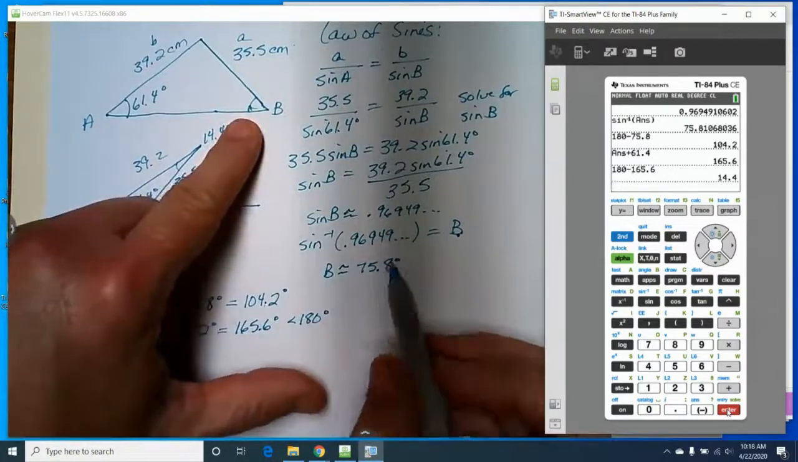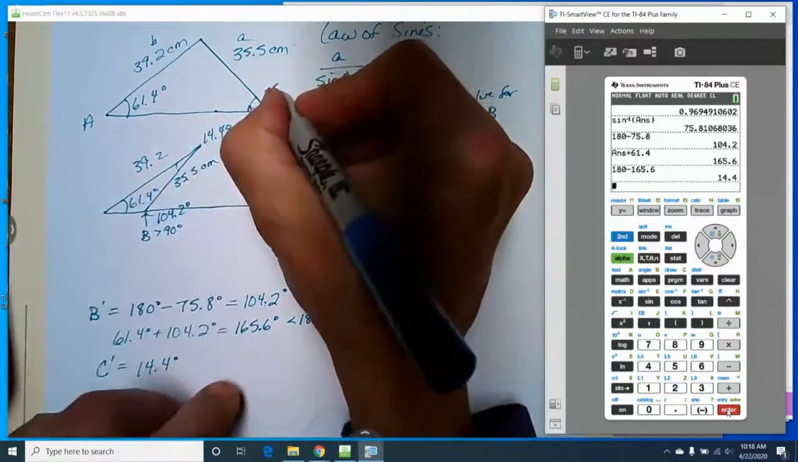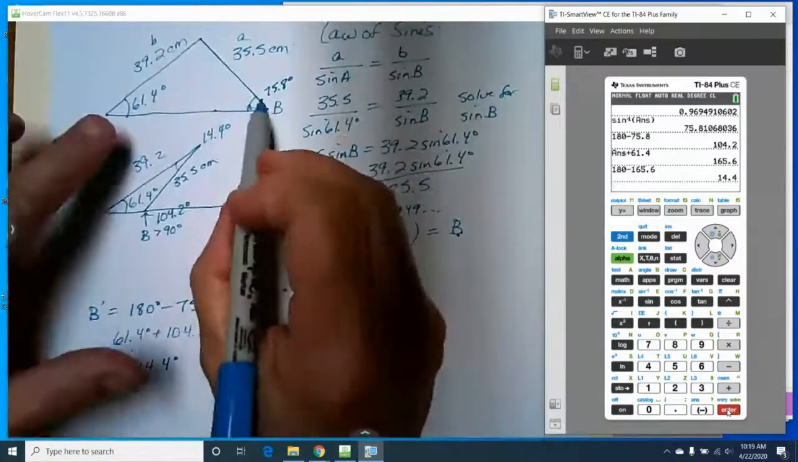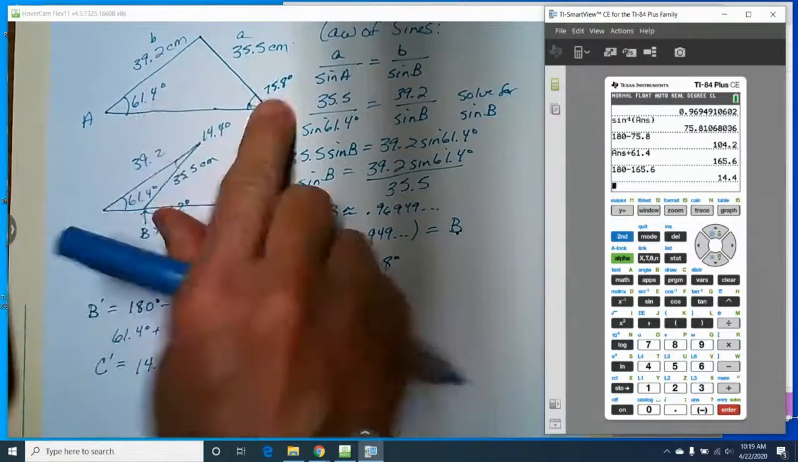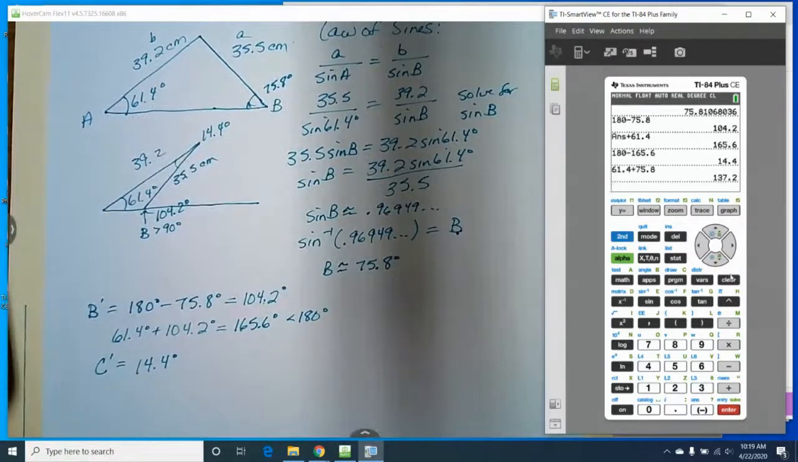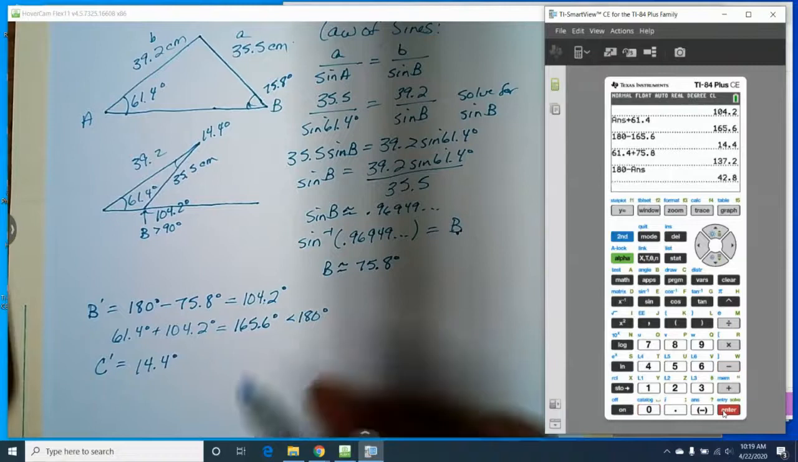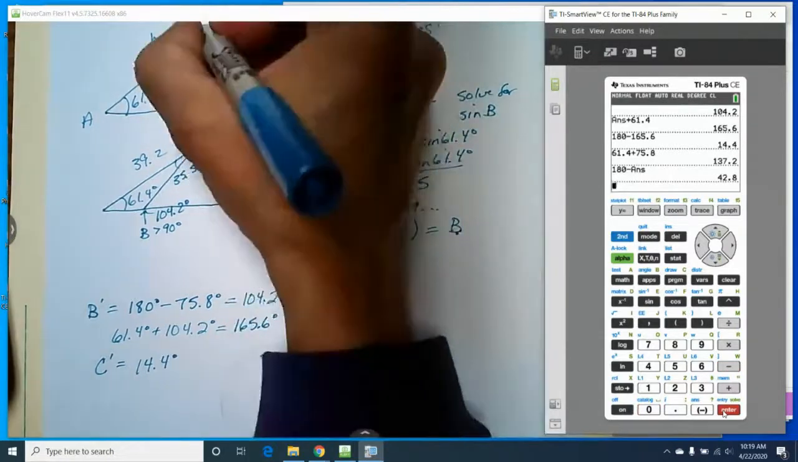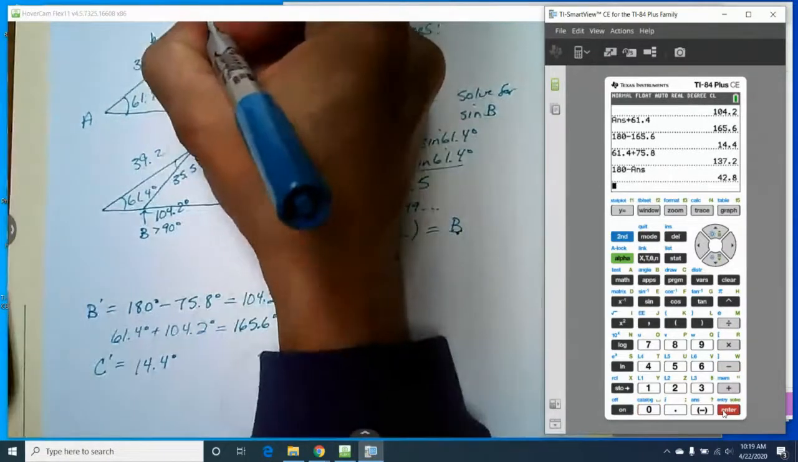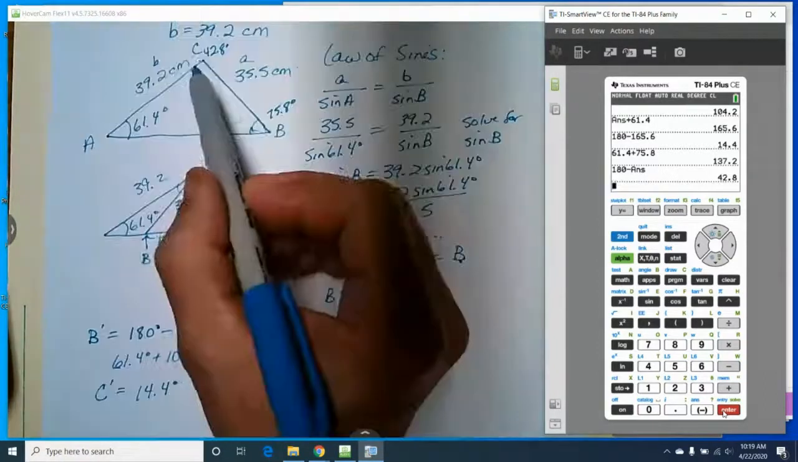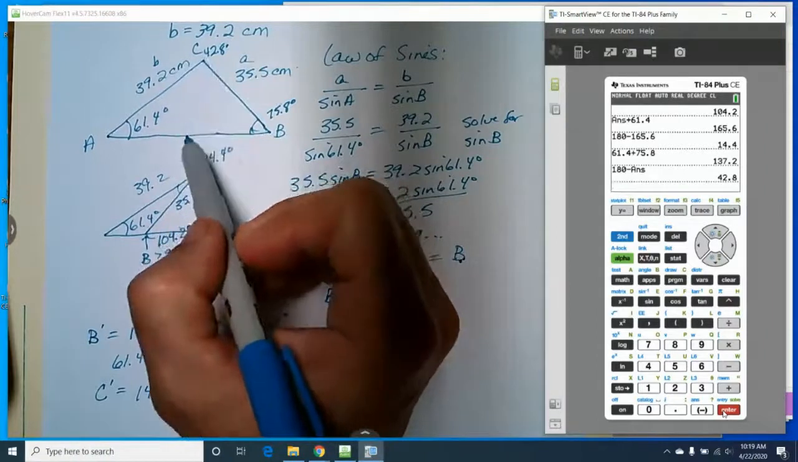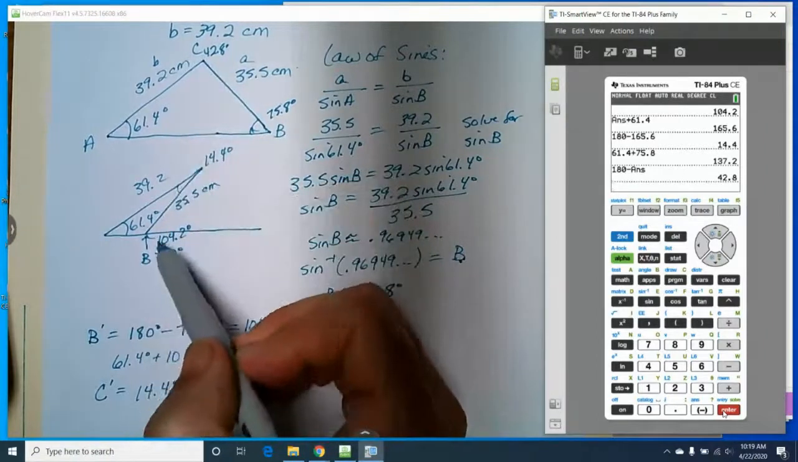Our first triangle, we'd have B would be 75.8. And then we could figure out the C for that one. So if we take 61.4 and 75.8, and then subtract that from 180, that's going to give us our third angle in that triangle. Okay, so that gives us our third angle up here, which would be 42.8 degrees. So that's the one thing we would still have to do, figure out side C for each of the two triangles.